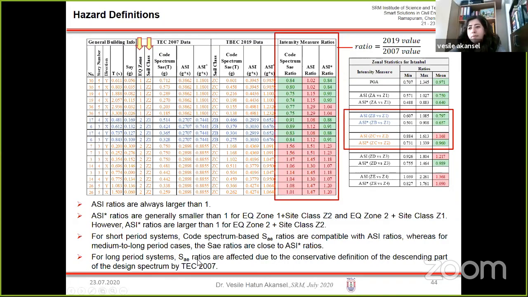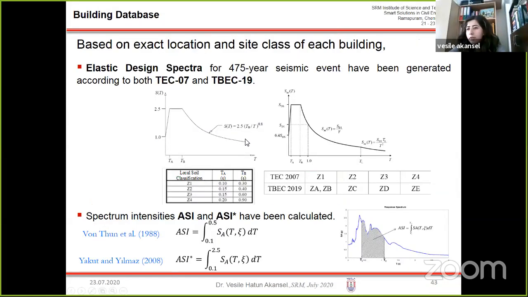And for long period systems, the spectral acceleration ratios are affected due to the conservative definition of the descending part of the design spectrum by the Turkish earthquake code of 2007. I mean, this part, okay? This definition, these equations, make a huge difference in the ACI ratio definitions, depending on the new seismic hazard map definitions like SD1 and SDS. And the calculation of the spectrum looks like FEMA, or ACI 318, let's say.